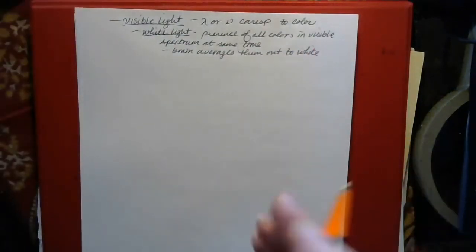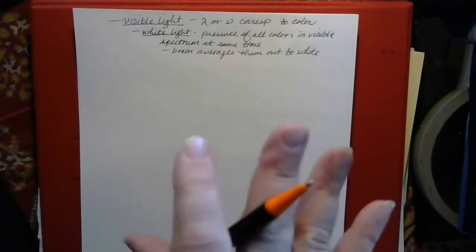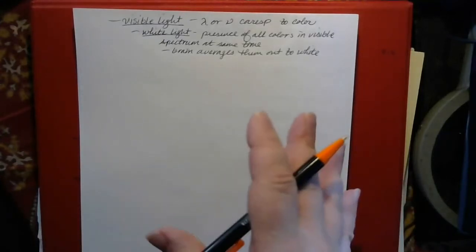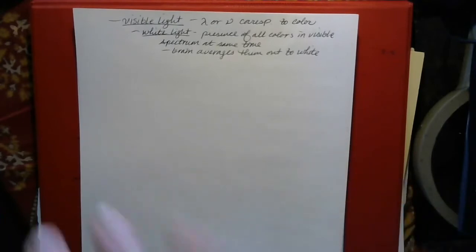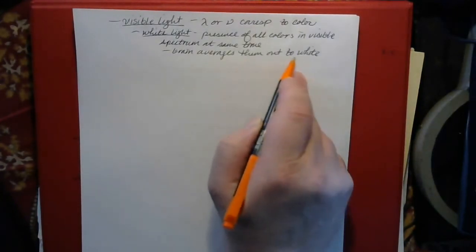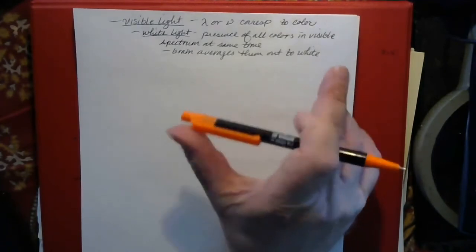When you see a rainbow, it's because little droplets of water in the air are refracting those individual colors and separating them from each other so that you can see them individually instead of all together at once. That's really the only way that we can see the individual colors. When you see more than one color, your brain averages them out to one overall color.